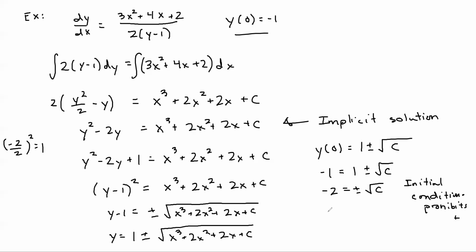And so we can just get rid of it. And so we're going to have -2 equals negative root c, and then c is going to equal 4. Now taking that and plugging that in along with this discovery that we've made as we went through and solved for it enables us to get y equals 1 minus the square root of x cubed plus 2x squared plus 2x plus 4.